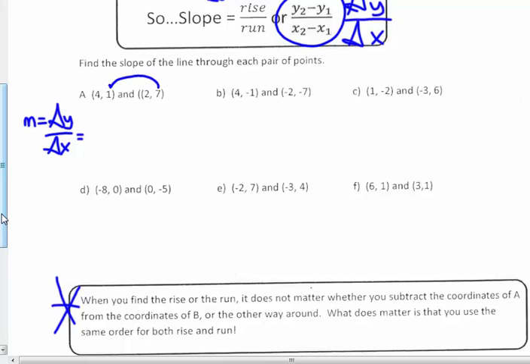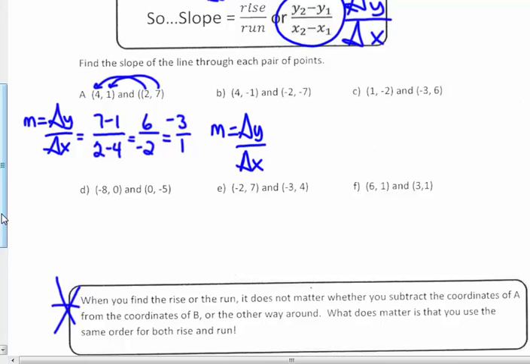Oh, 7 minus 1, and I'm subtracting y sub 2 minus y sub 1. 7 minus 1, so I cannot do 4 minus 2 on the bottom. I have to do 2 minus 4. So I get 6. 2 minus 4 is negative 2. So my slope is negative 3 over 1. And yes, I'm going to leave it negative 3 over 1. You can change it to slope m equaling negative 3. Notice I always write m equals. That means slope. Delta y over delta x.